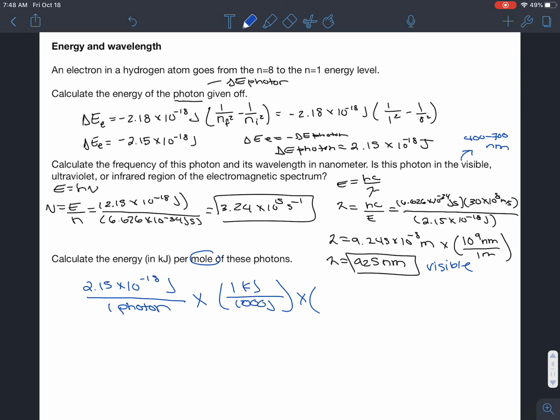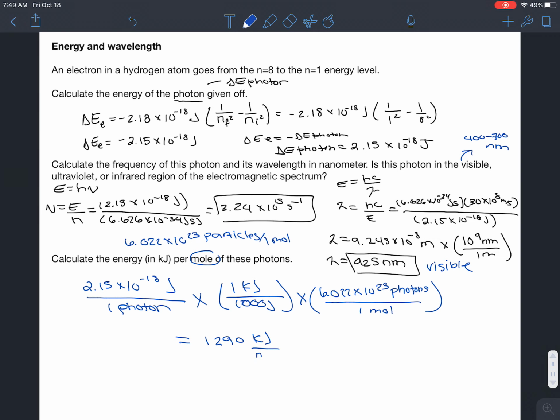So the conversion that we know and that we can always use is Avogadro's number, 6.022 times 10 to the 23rd particles over 1 mole. In our case, these particles are photons, so then you would just multiply it by Avogadro's number. And the answer will come out to be 1,290. I did 3 significant figures to be consistent.